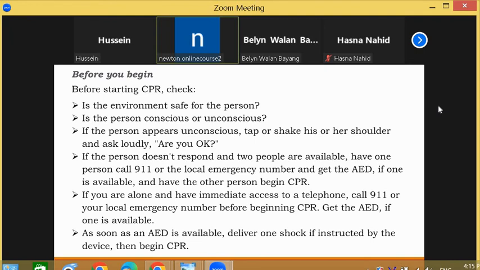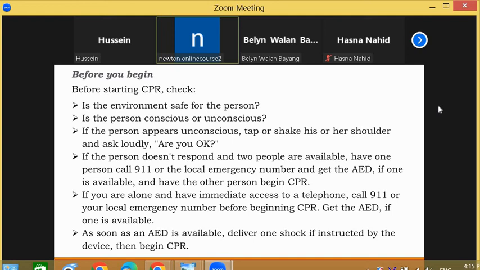So first we have to ensure whether the patient is sleeping or not. Sometimes the patient is in deep sleep and not responding. So before that, you have to check that everything is safe. Whether the person is conscious or unconscious, you have to tap on the patient's shoulder. If the patient is in deep sleep, when you tap the shoulder, they will suddenly wake up. Okay, then you have to pause.